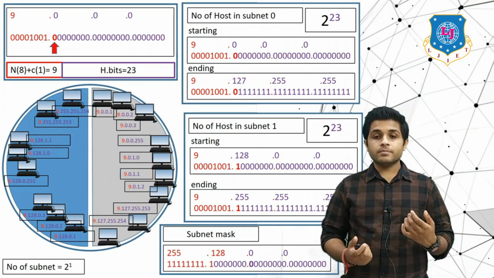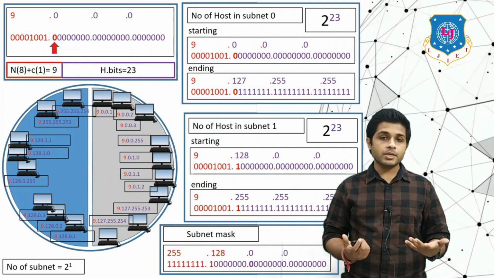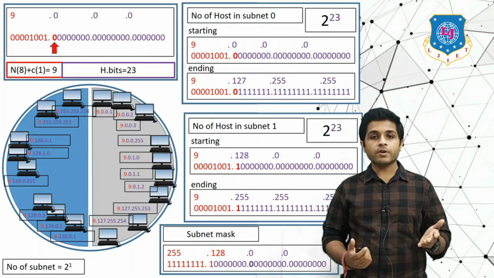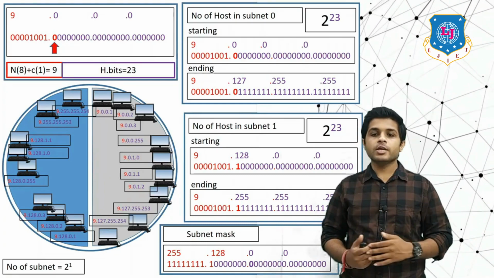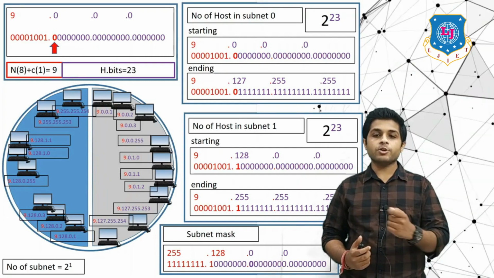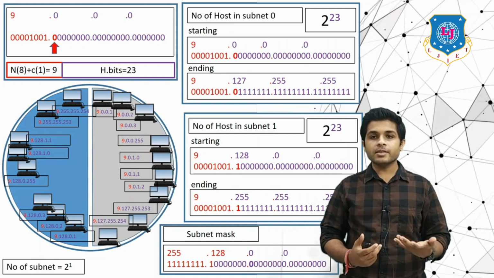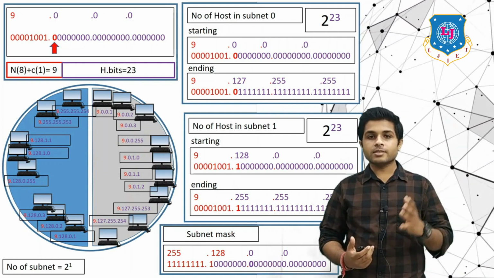9.255.255.254 as the last usable address. Now let's find the value of the subnet mask. To find the value of the subnet mask, we will set all the network bits to 1 and the host bits to 0, and you will get 255.128.0.0. So this is how subnetting is done in class A.